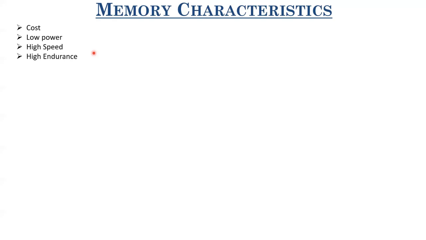Because of that, what happens? The device is not usable after 10⁵ cycles of programming. So endurance basically tells you after how many cycles of programming the device fails. And you need to have a very high endurance because you want your device to perform well for different applications.